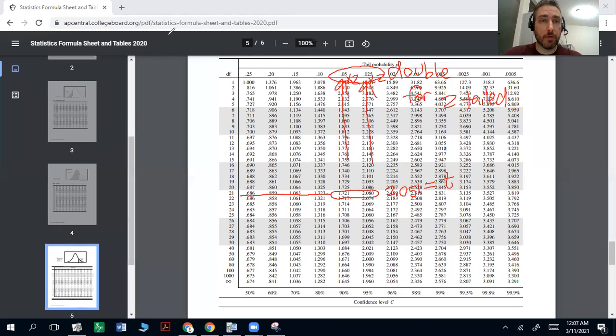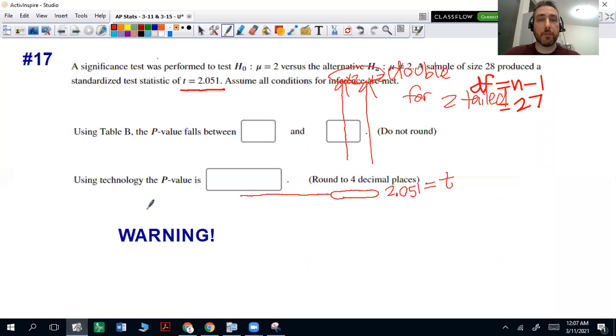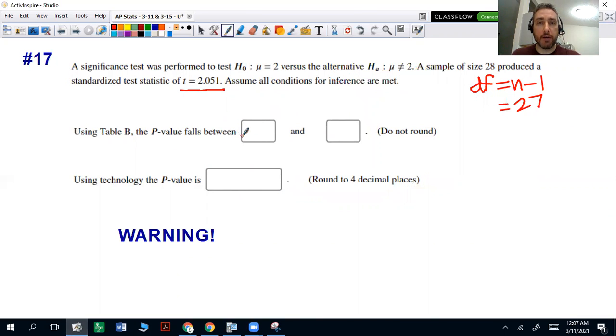So let's look how that looks on the screen here. And let me erase all this. So it's going to be between 0.05 and 0.1, because remember, two-tailed, not equal, is two-sided. We double the p-value.